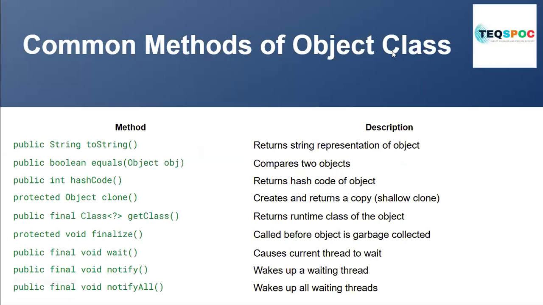Common methods present in the Object class are: the toString method, which returns the string representation of the object; the equals method, for comparison of two objects; and the hashCode method, which returns the hash code of the object.